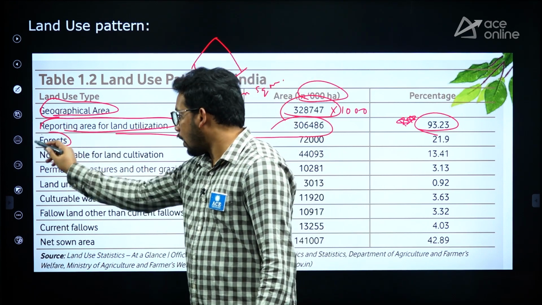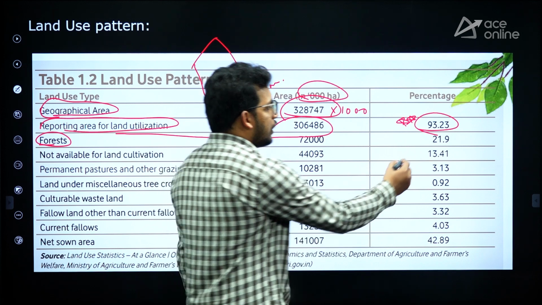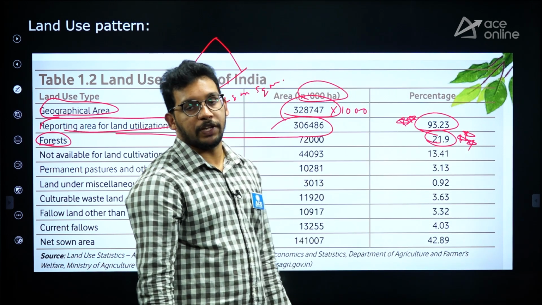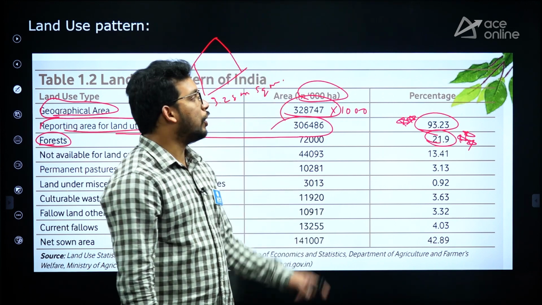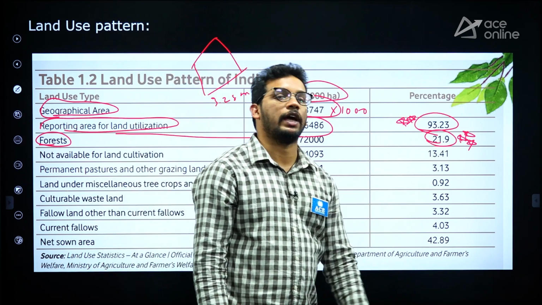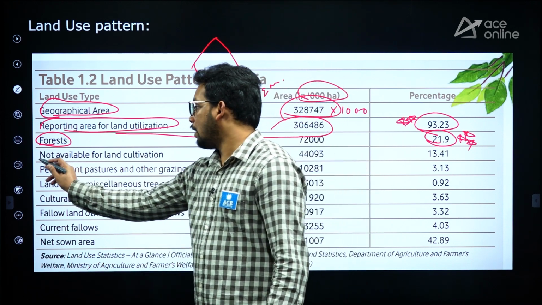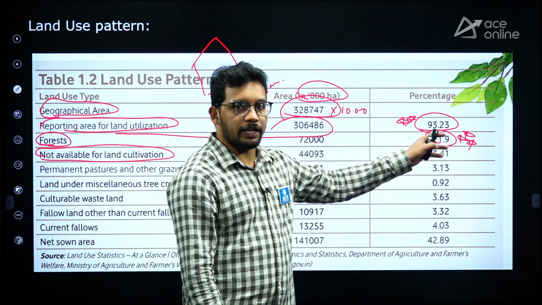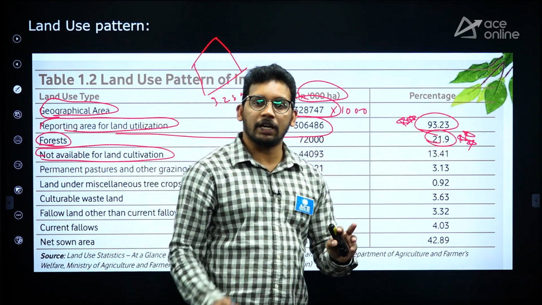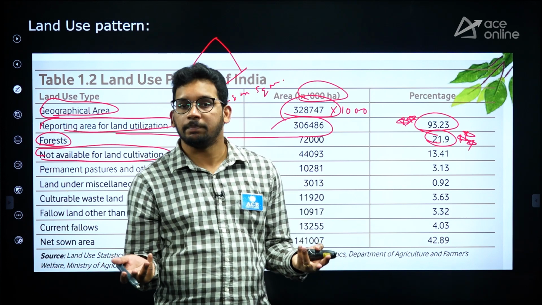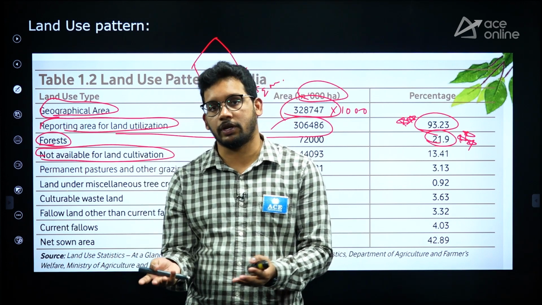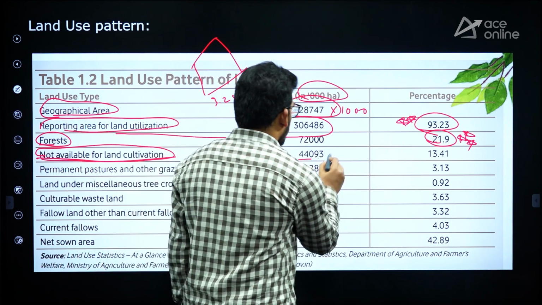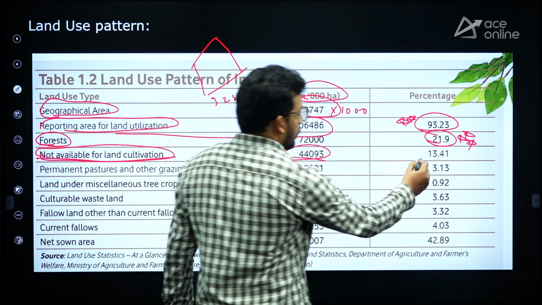Next we have forests. The forest cover is 21.9%, very important. The total forest that is available for us as of the 2023 report is 21.9%, a very important factor. Then there is land not available for cultivation. That means out of the total land, that is 93.23%, there is some part of land which cannot be used for agriculture, and this is also not covered with forest. So the land which is not available for cultivation is around this number. No need to worry about the number, but anyway, the percentage is very important.